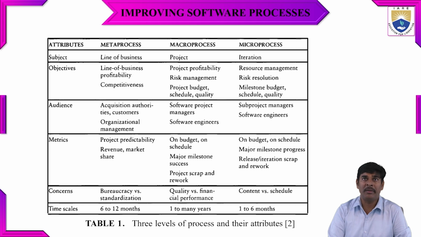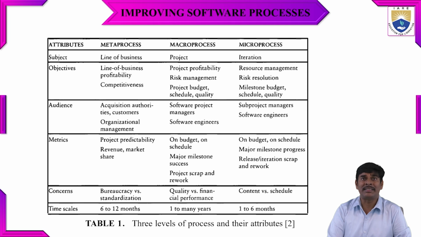And they are going to verify the project scrap and rework. So they need to check whether they need to do the project from scratch, or they need to rework the project. And for the micro process, we have on budget and on schedule. The ultimate goal is to achieve the milestone progress of the team members. And whenever they release the software, there are the iterations of the work and the scrap, so whether they need to do the work from scratch, or they need to rework the software of the projects.